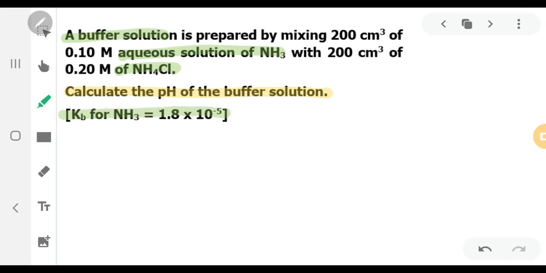So if you are given the value of Kb, even though the question doesn't say that it's a basic buffer solution, since the Kb value is given, this is the clue telling you that you have to work with a basic buffer solution. It's very important for you to know whether it's going to be an acidic buffer solution or a basic buffer solution. Why? Because finding the pH for a basic buffer solution is slightly different from what you have done for an acidic buffer solution.